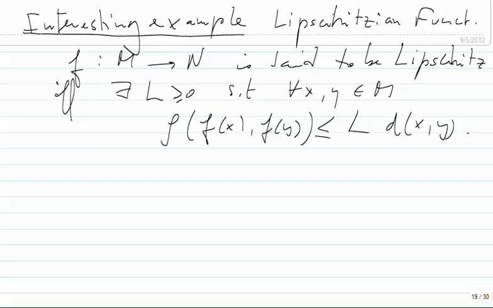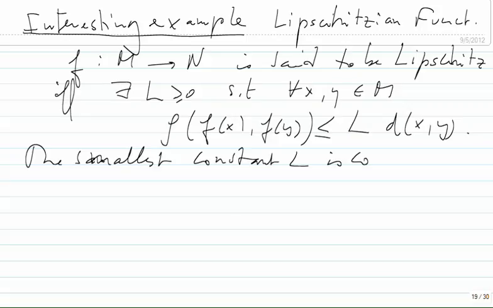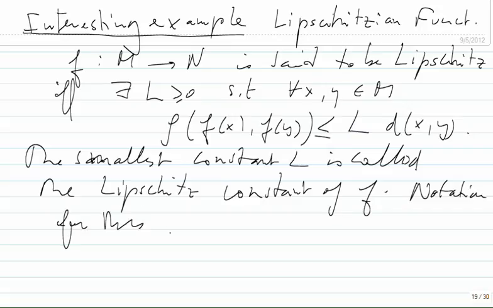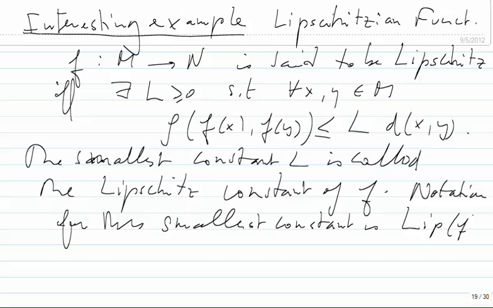So this is the definition. The smallest constant L is called the Lipschitz constant of f, and usually we use the notation lip of f for this smallest constant.